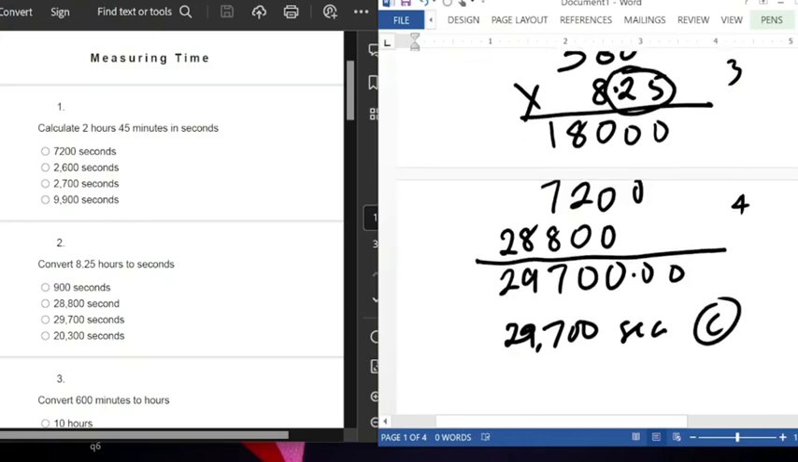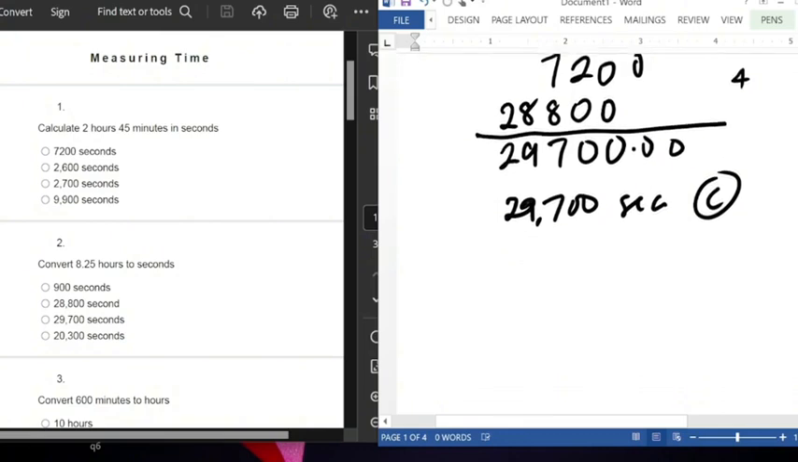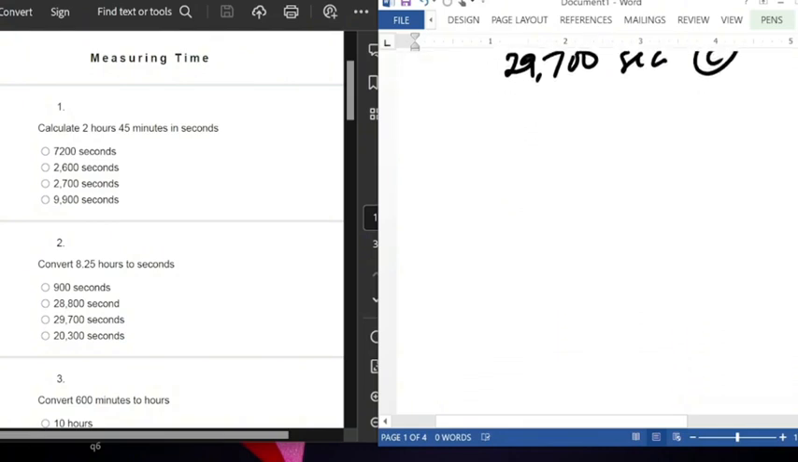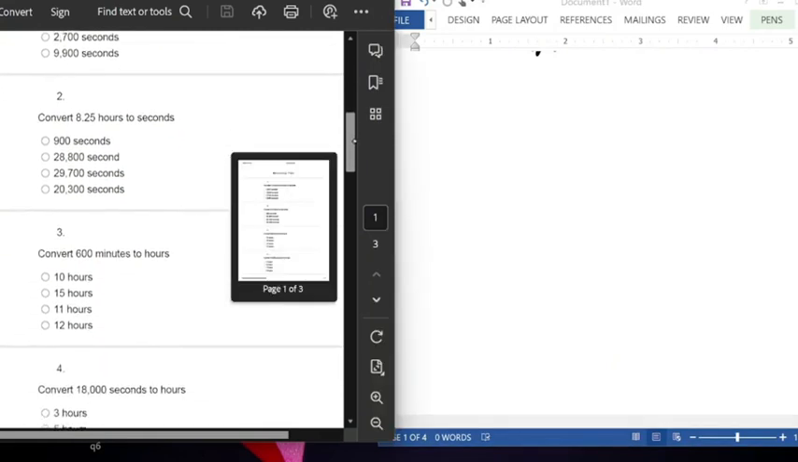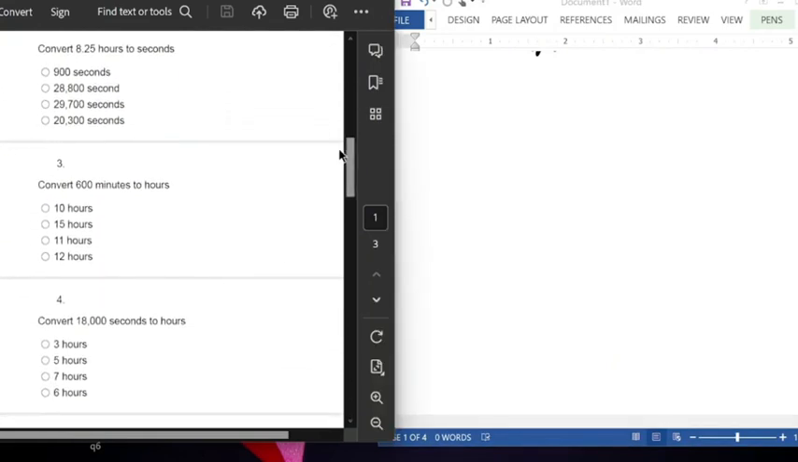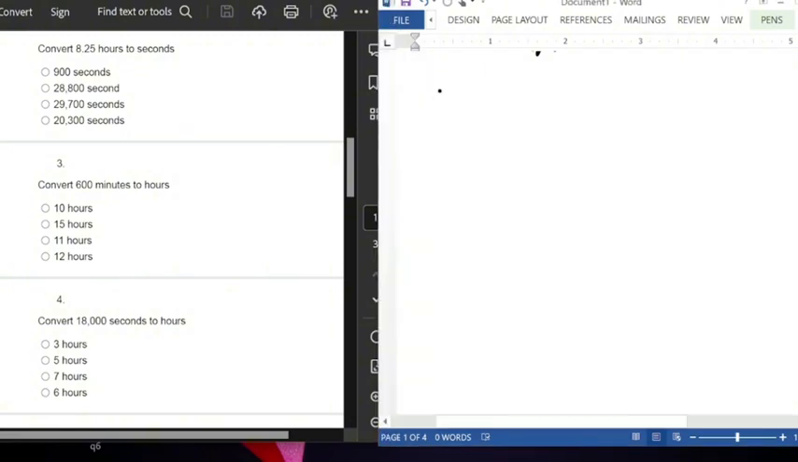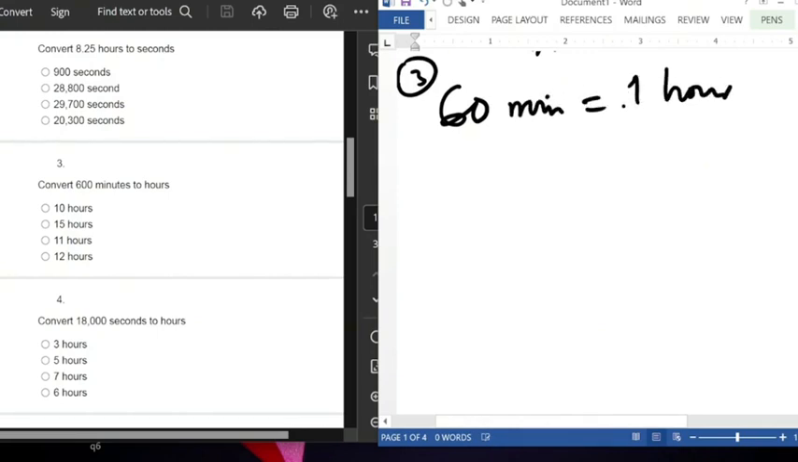And that is option C. So if you have a calculator, this can be done with it, and it can be done without a calculator as well. That's what I've just explained. Now we move to the next question, number 3. It says convert 600 minutes to hours. The question is how many minutes make 1 hour? That is 60 minutes. 60 minutes equals 1 hour, right? Good.